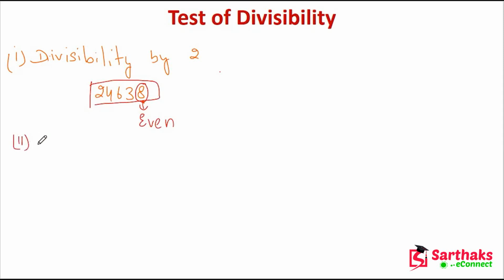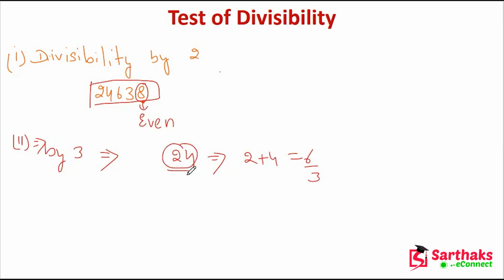The second case is divisibility by 3. So what is the rule? The rule is that the sum of digits of a number must be divisible by 3. Means if we have a number like 24, we do the sum of digits, 2 plus 4 we get 6. So 6 can be easily divided by 3, so 24 can also be divided by 3. I hope you get this point.